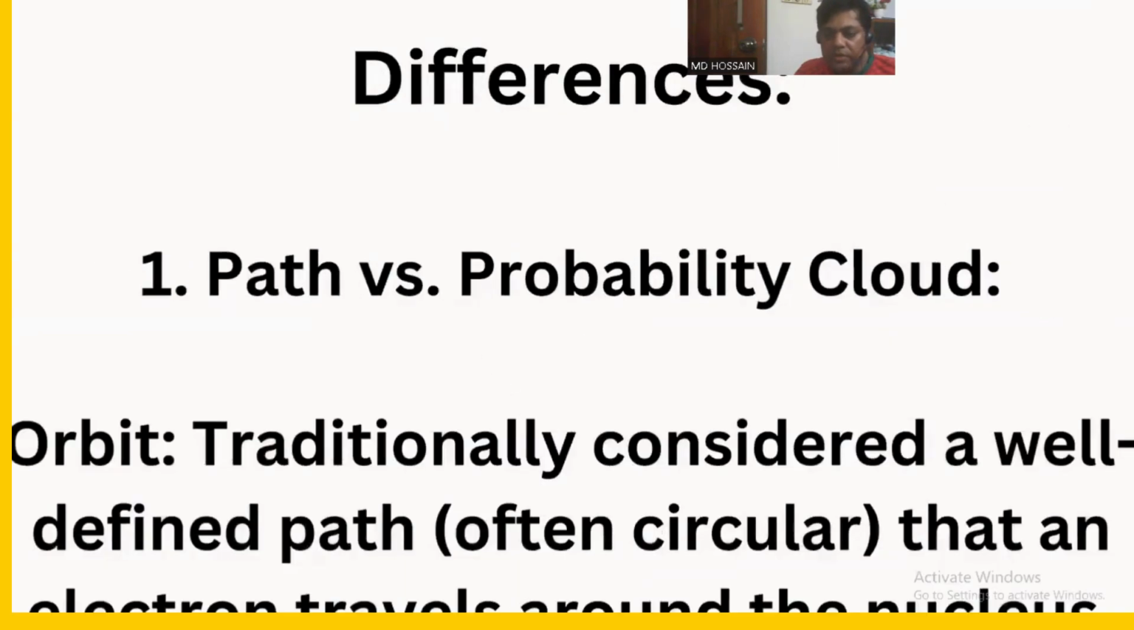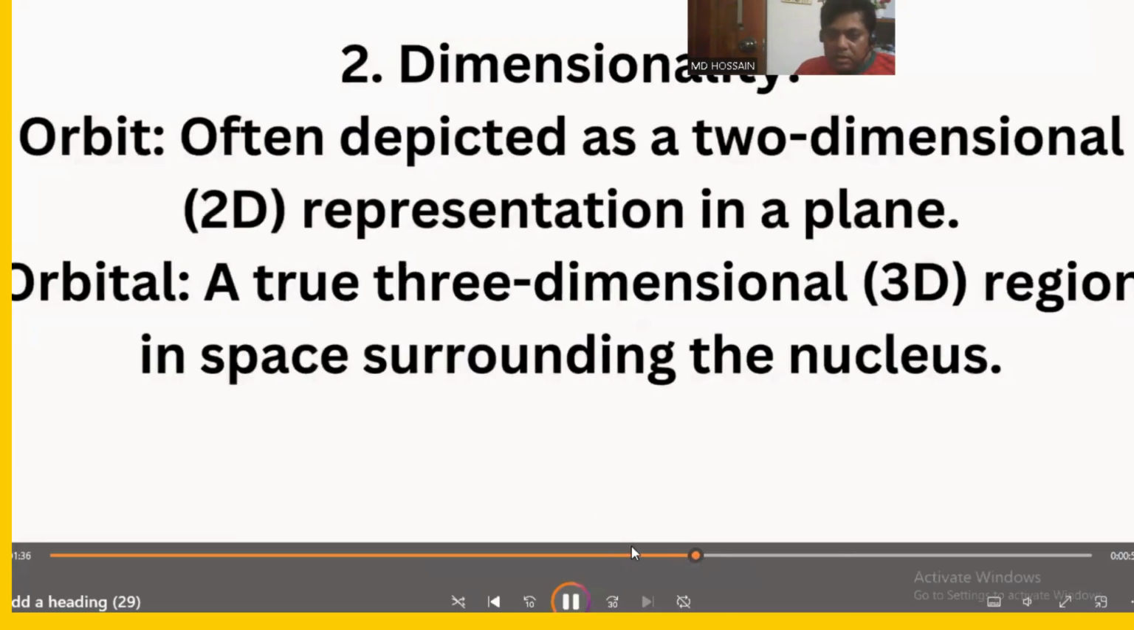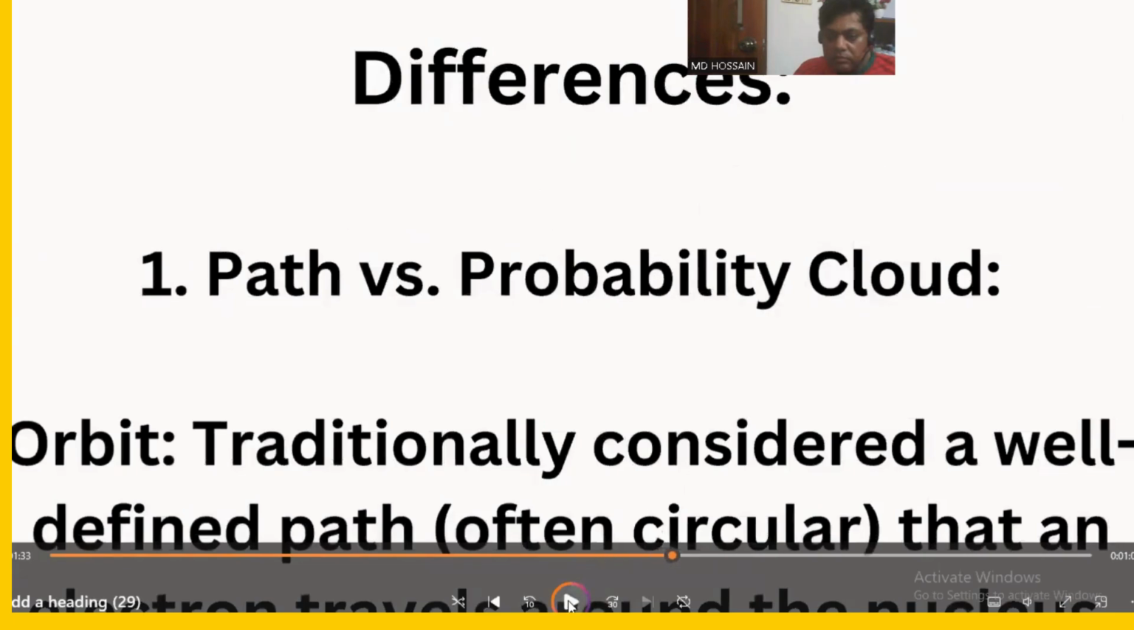Okay, let's try to understand. Path means the round or circular way around the nucleus, as we have seen in the earlier slide. Probability cloud is the three-dimensional way around the nucleus where there is maximum probability of finding an electron. This is the cloud. Okay, we will see it later in detail.